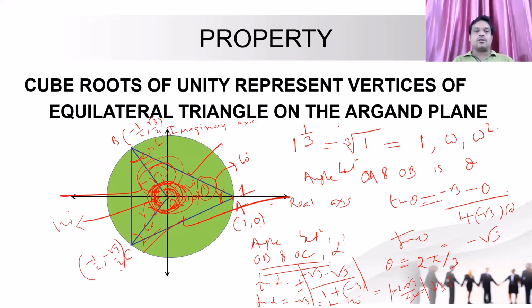Okay, so that's all. The triangle formed from 1, omega, and omega square as vertices forms an equilateral triangle. Okay, that's all.